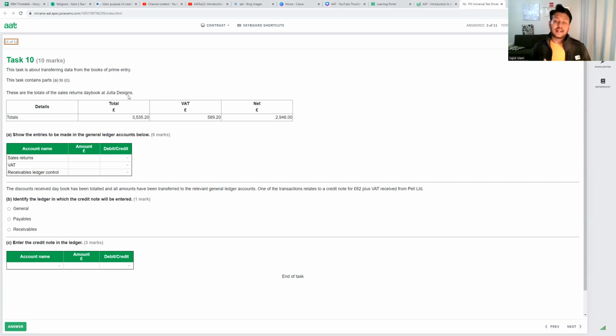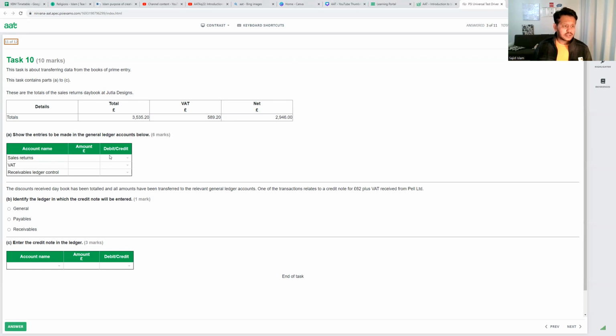Book of prime entry means the organization has no choice, they have to keep this record, and when they prepare the accounts or any other information, they'll need this information. This task is about transferring the data from the book of prime entry. Okay, so what type of book do we have? Sales return day book. So we need to know the journal, how to do the debit and credit. If you don't know it, I have some videos for the debit and credit. Make sure you watch them, you'll understand it in a better way. Debit and credit is everything. Make sure your debit and credit is very strong.